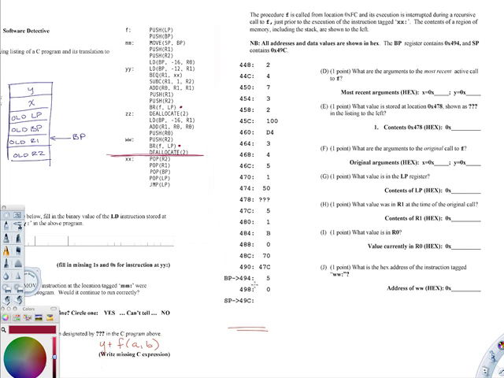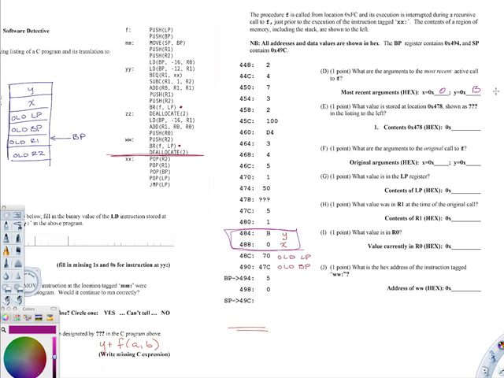So we know that the BP's here. Given that that's the BP, this must be the old BP. This must be the old LP. And then right above that, we should have had X and Y. So right here, these are the arguments to the last active call. So X is 0, and Y is B.